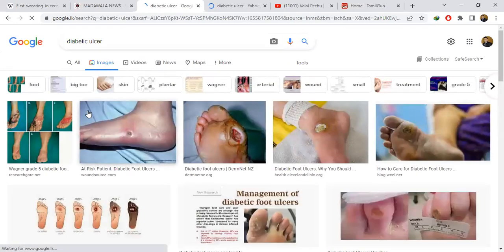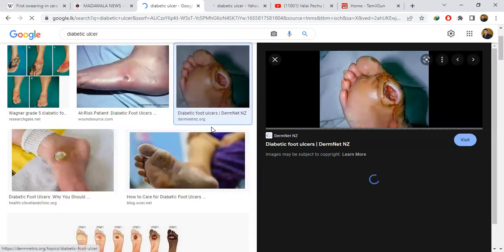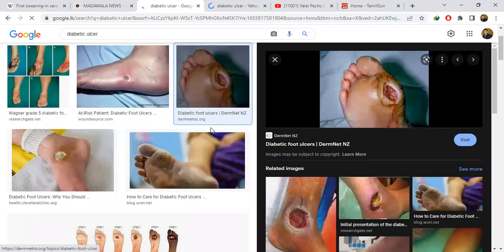See this. This is only because of diabetes. Can you see? Some people lose their legs, some people lose their fingers, some people lose their life.